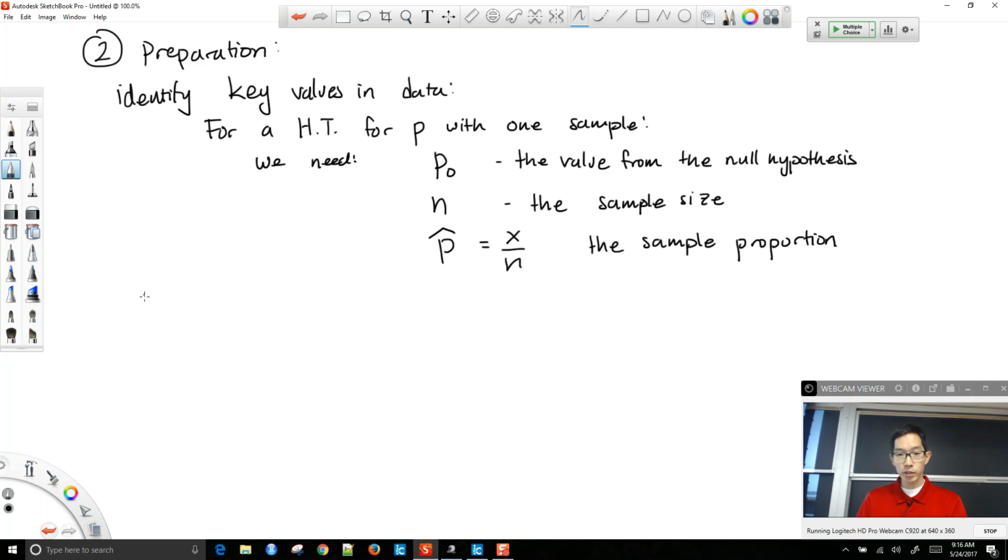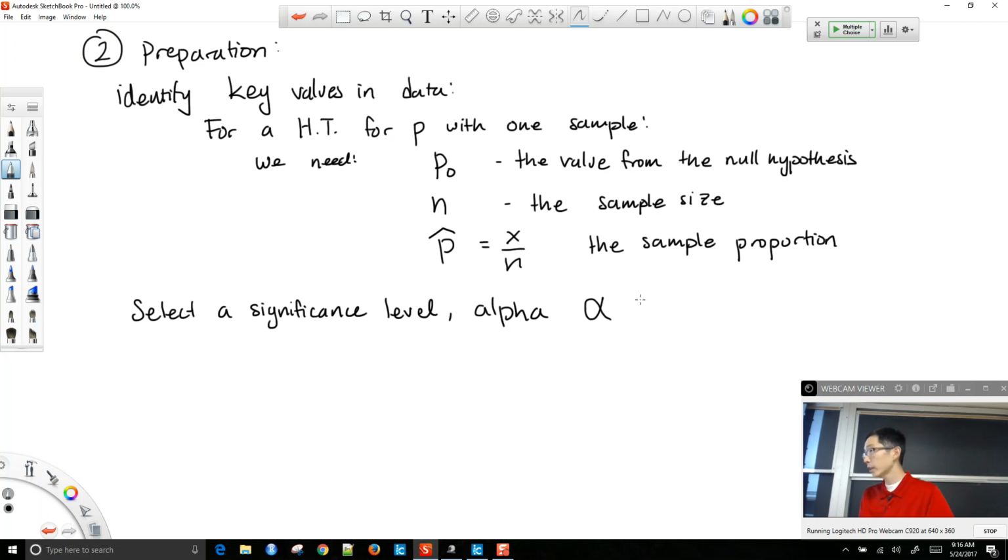We also need to select a significance level. Okay, the significance level is called alpha, which looks like that. It's kind of the Greek letter equivalent of the letter A. Significance level alpha. This is kind of a line in the sand that we use to say the probability is large or the probability is small.